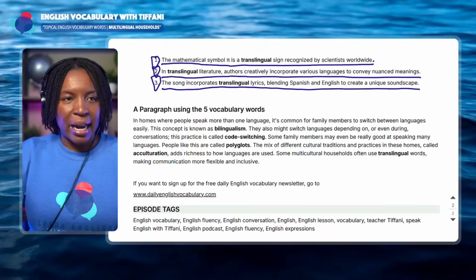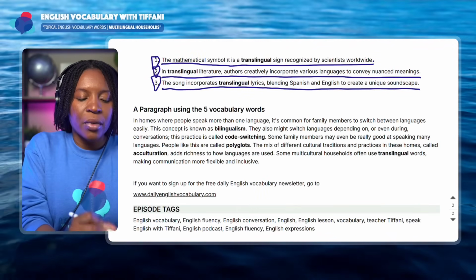And this paragraph is going to include each of the words you learned in our lesson today. The lesson has been on multilingual households. So as you listen to me read this paragraph, I want you to listen closely for the words that you heard and the words that you learned today.